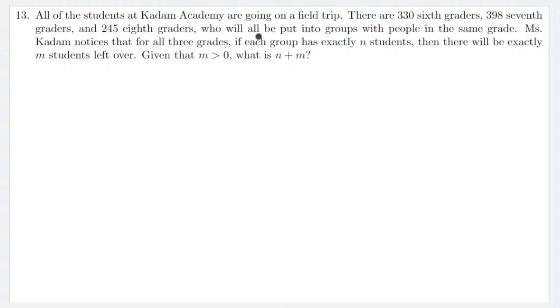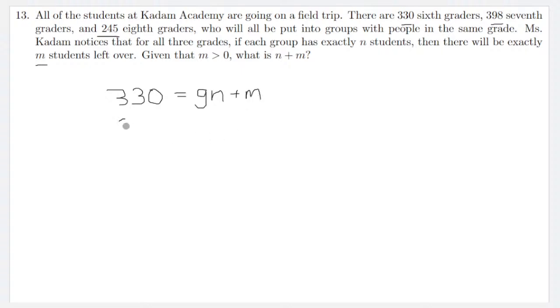students left over. So that means that if we divide 330 by n, 398 by n, and 245 by n, the remainder will be m for each group. And so we can actually rewrite these numbers. So let's say the 6th graders first. If we have 330 students, let's say we have, I don't know, G number of groups. Well, G groups, and each group has n students. That's the total number of students in groups in 6th grade. But there will be m students left over.